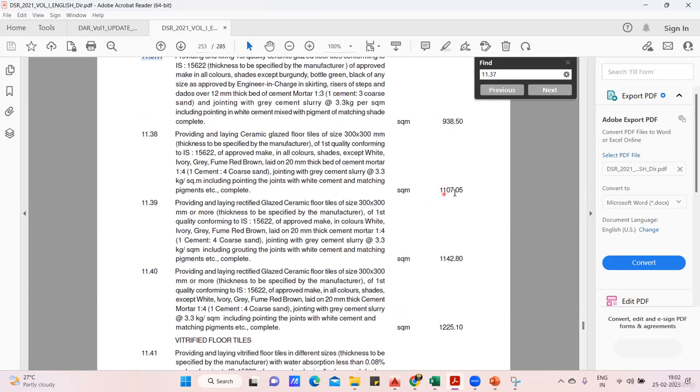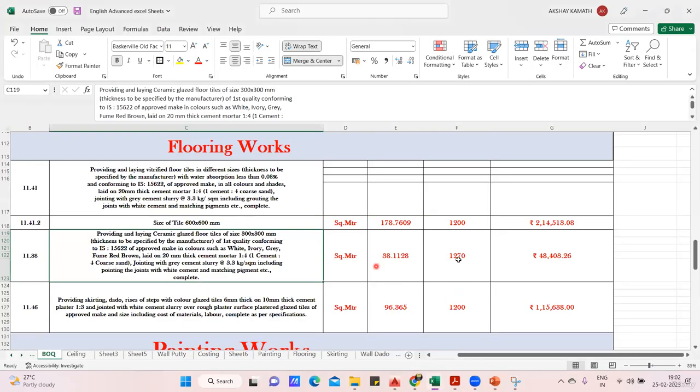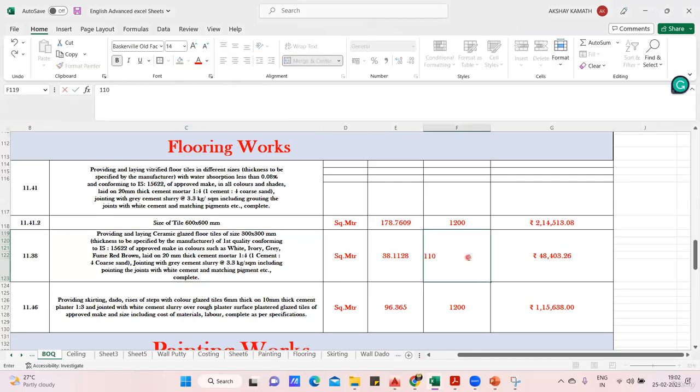Okay, the rate is 1107. So you can pick the same rate from there and write 1107 here. I'll put 1107. Okay, 11.38. You're getting my point, no? This quantity also I explained.